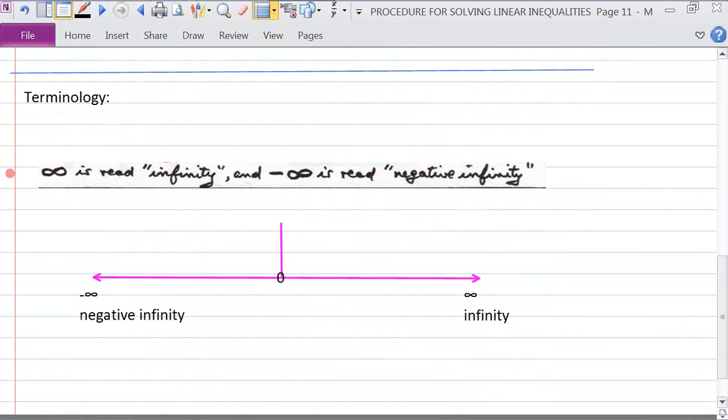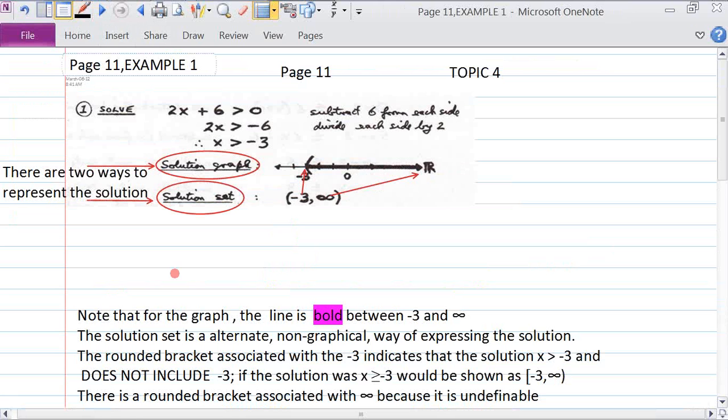On the bottom of the first page, you will see terminology. This symbol, which looks like a sideways 8, is read as infinity, and the minus in front of it is read as negative infinity. So if we have a real number line where this is 0, plus infinity is shown with this arrow here, some undefinable number, infinity, on the positive side, and the negative side here with a negative in front of it represents negative infinity. So we need these rules to solve linear inequalities.